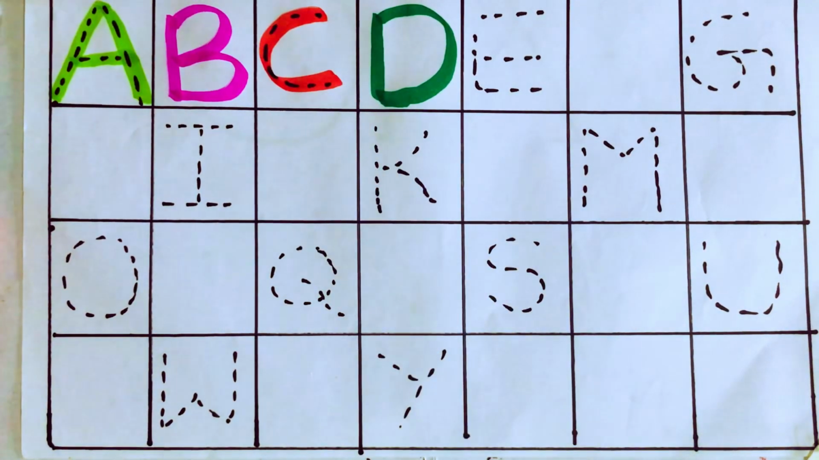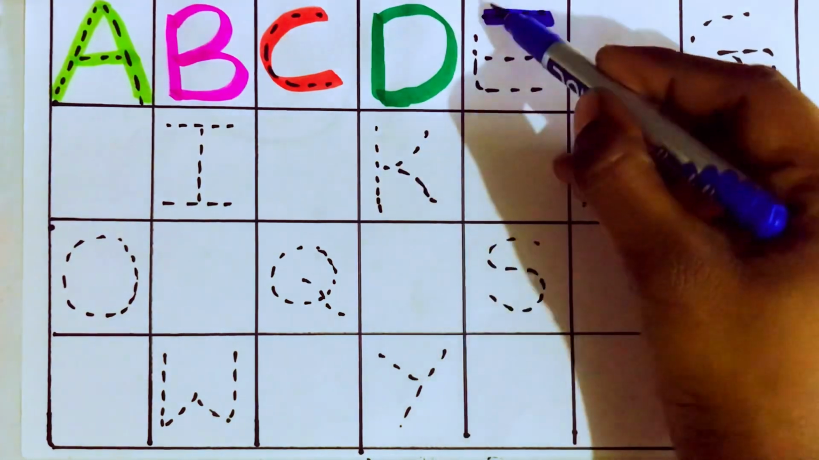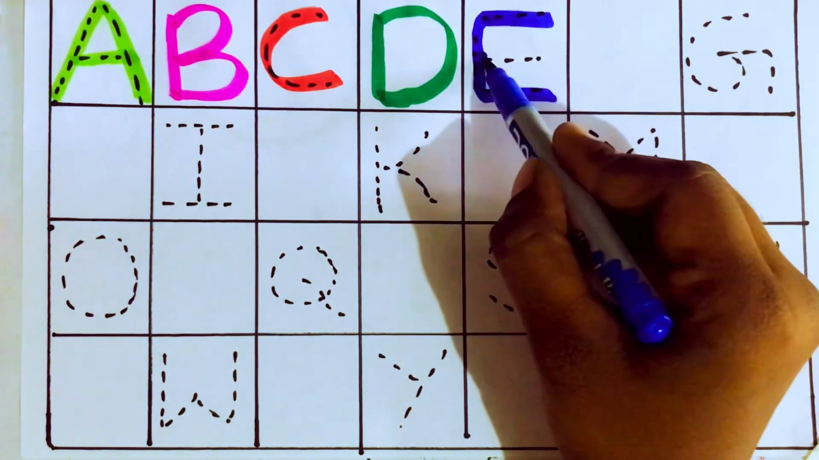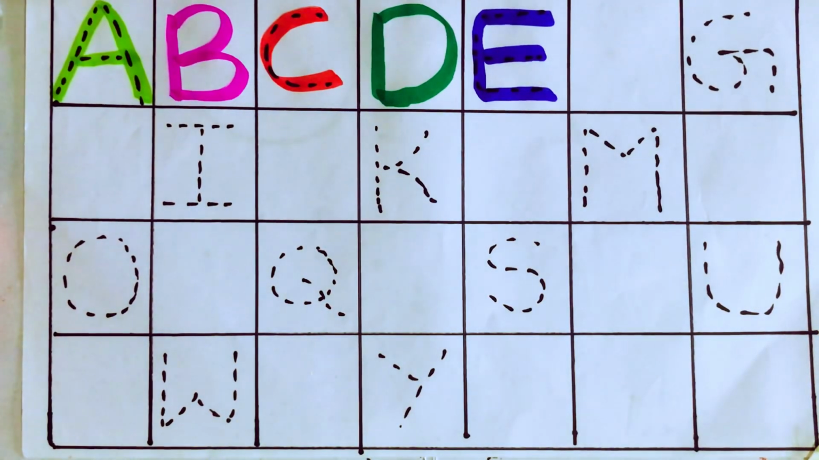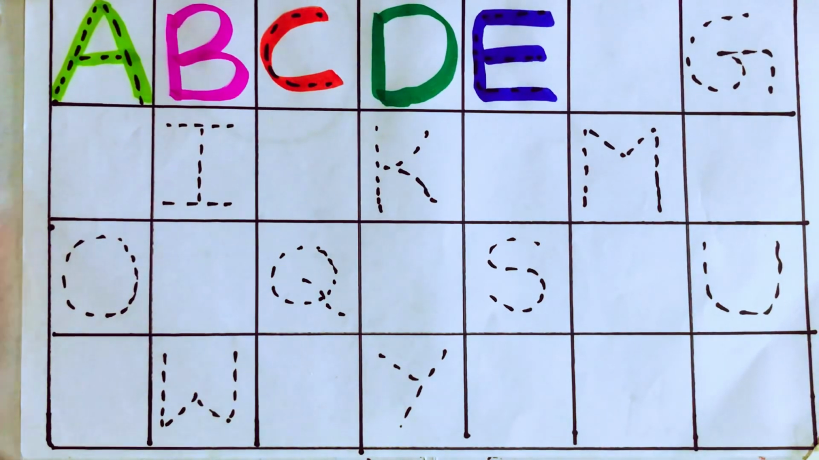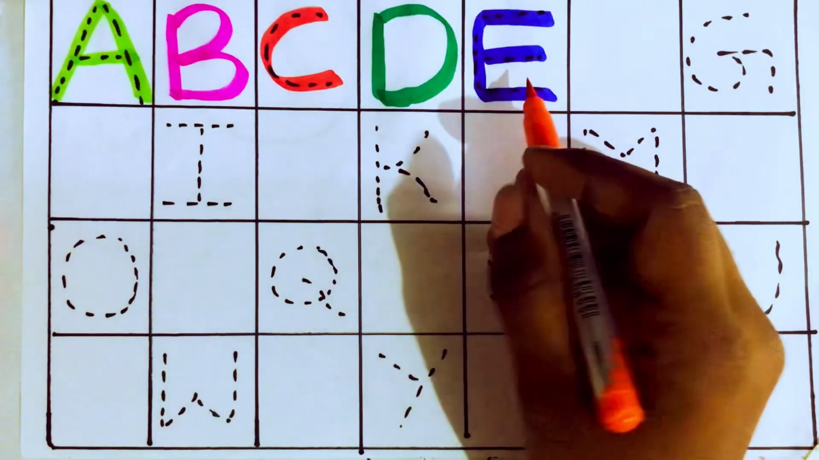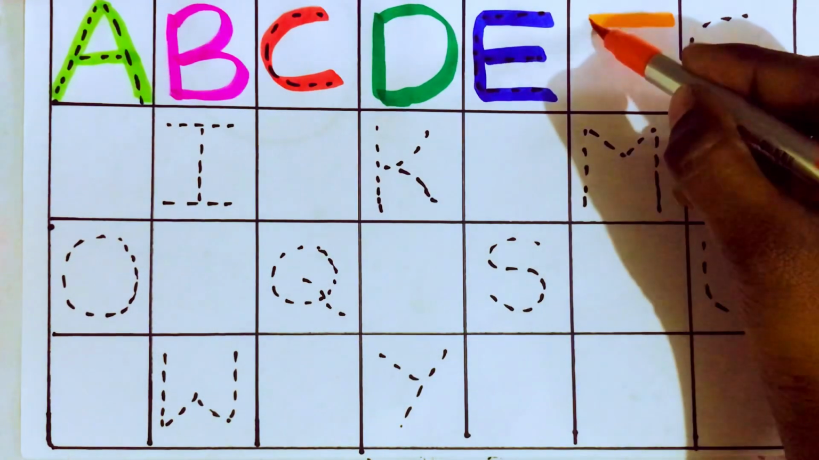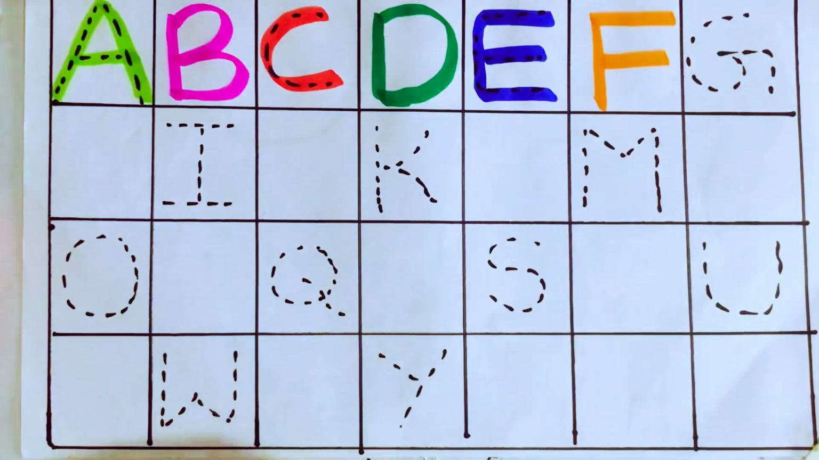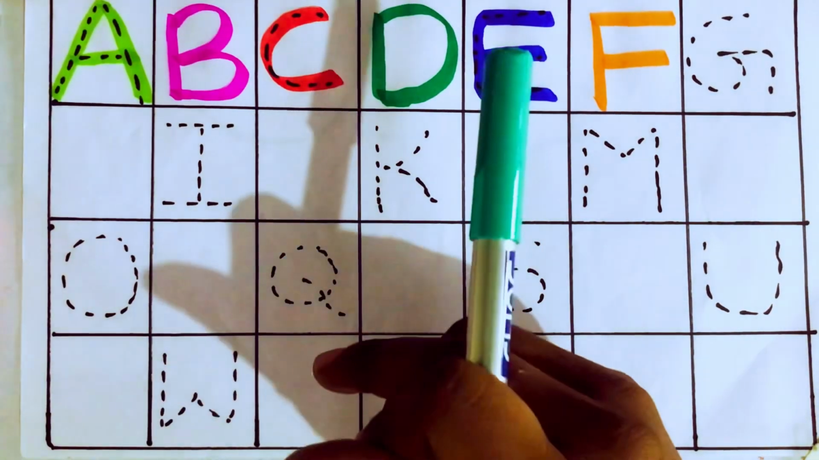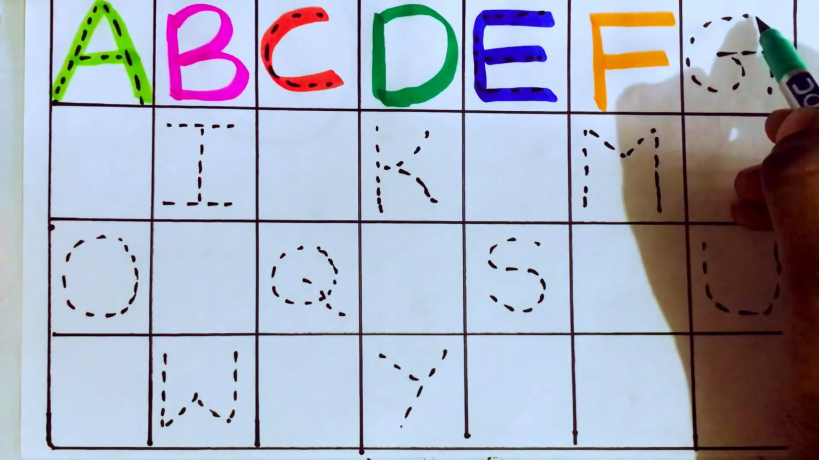Blue color, D after E. Which letter kids? E. E for egg. E for egg. E-G-G, egg. Orange color, E after F. Which letter kids? F. F for fish. F-I-S-H, fish.